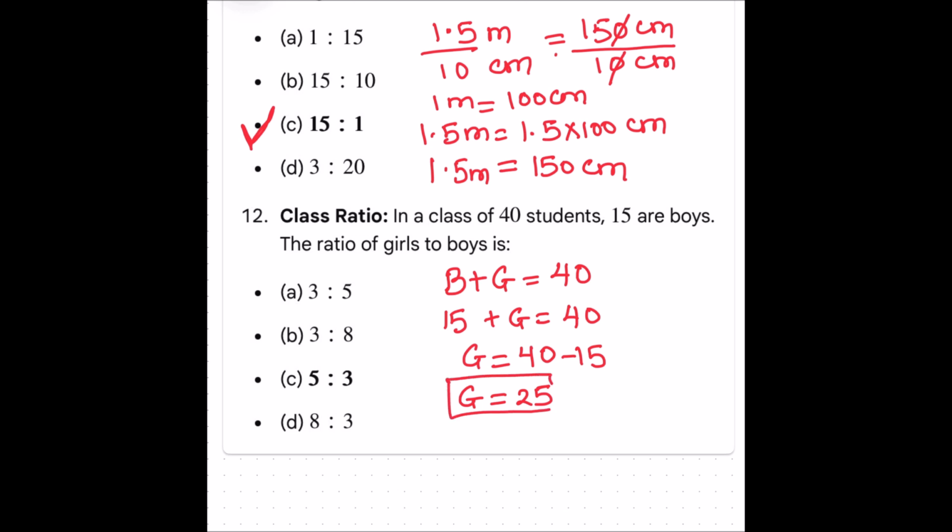So we got the number of girls, 25, and number of boys is 15. So we need to find the girls to boys ratio. So G upon B equals 25/15, which can be simplified to 5 times 5 is 25 and 5 times 3 is 15. 5:3. So option C is the correct answer.